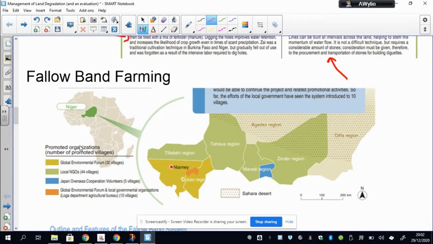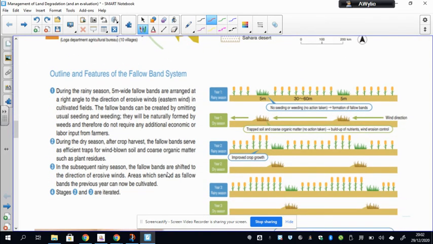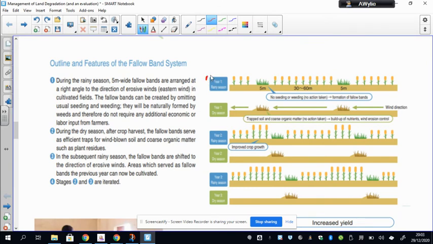So this is a technique that's being used in Niger at the moment, around the town of Niamey, which you can see there, which is in Niger. How does fallow band farming work? Well, this diagram will show you how it works. So in the first year, during the rainy season, the farmer plants their maize crop, you can see here, but they create a 5-meter break between the crop where they just allow rough grass to grow. They don't plant anything else. Okay, so they don't cultivate this area.